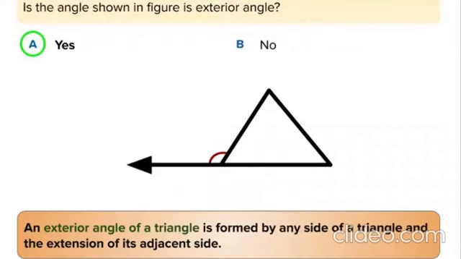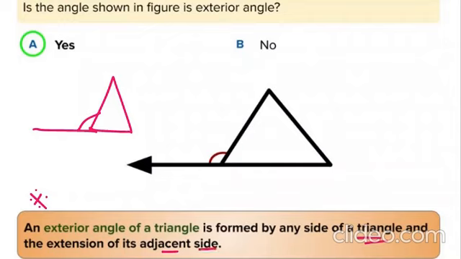Okay. Now, look over here. Is the angle shown in the figure an exterior angle? Yes, we can say it is exterior. Why? Because there is one triangle, one side is produced, this angle is outside. So, yes, it is an exterior angle. So, point to be noted, an exterior angle of a triangle is formed by any side of a triangle and the extension of its adjacent side. When the adjacent sides are getting extended, that time we will get the exterior angle.